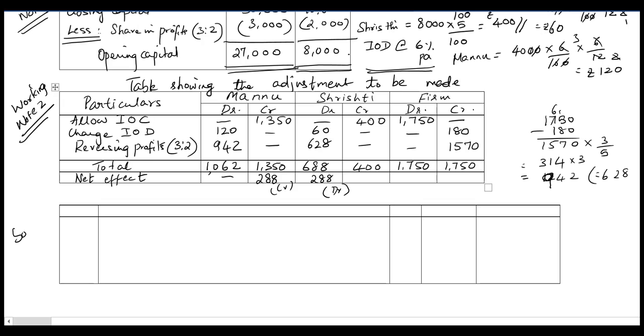The solution: we followed the fluctuating capital method, so the adjustment entry is to be passed through the partner's capital account. So journal: date, particulars, LF, debit rupees, and credit rupees.